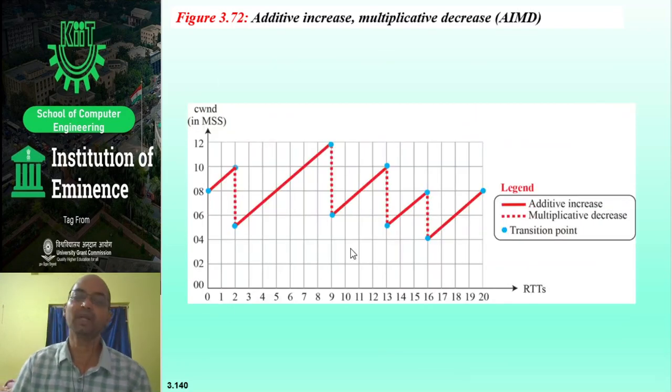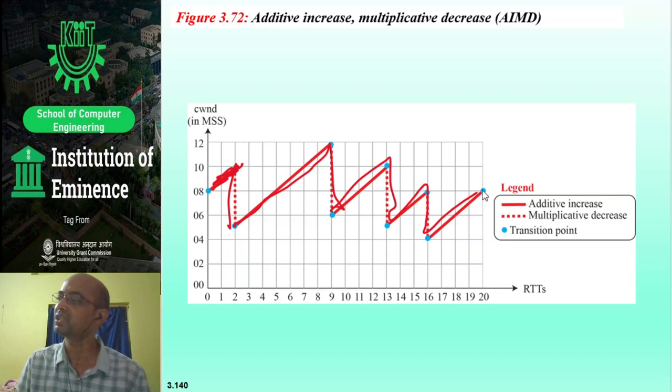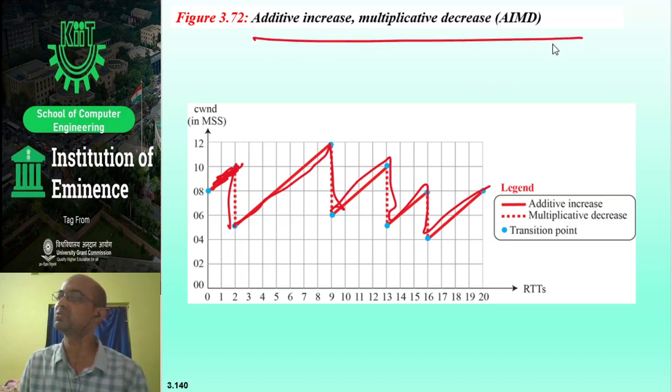This is the function of additive increase, multiplicative decrease. It gradually increases, slow start, then reduces to half. Then it gradually increases, slow start, reduces to half again. So this looks like a sawtooth structure. This type of approach is known as additive increase, multiplicative decrease.